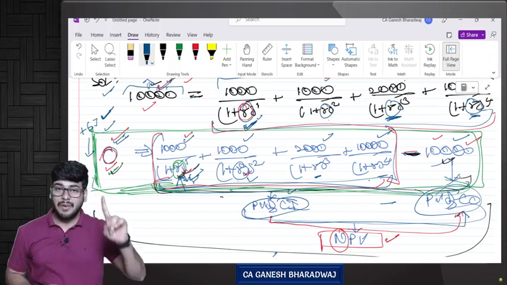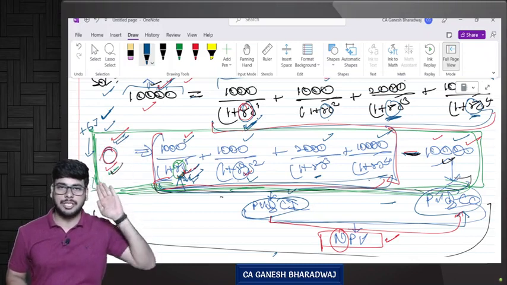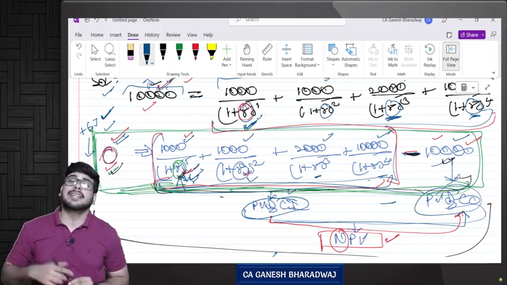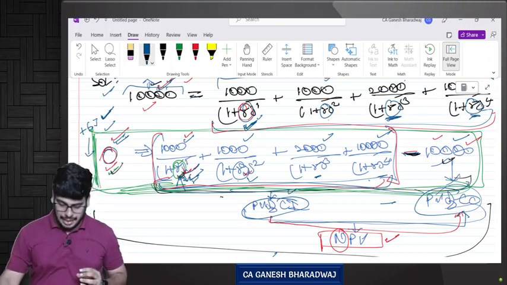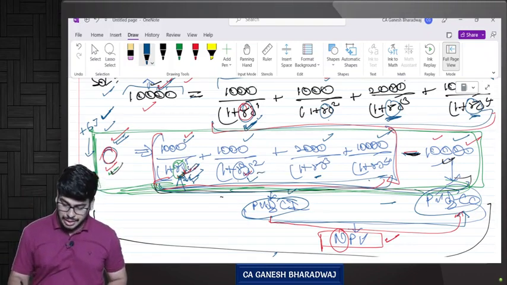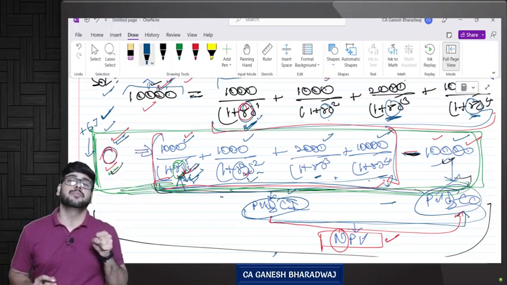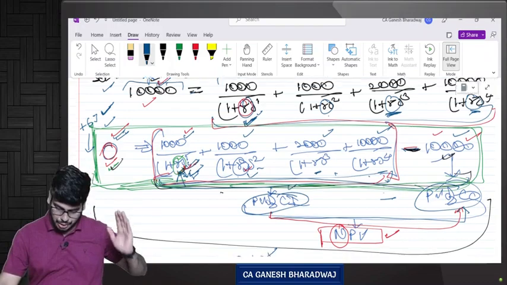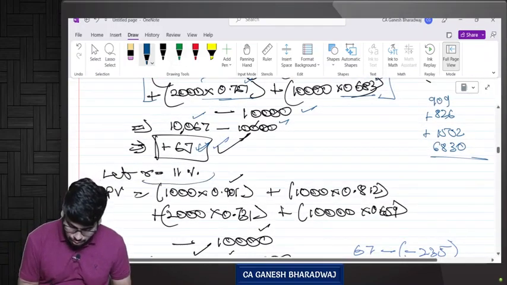So now, if I keep R as 10%, I get an NPV of positive 67. So for the next trial, let us try R is equal to 11%. Substitute in this equation and let's pray to God that the NPV is 0. Correct? So now what do we do? The next trial we are taking R is equal to 11%.